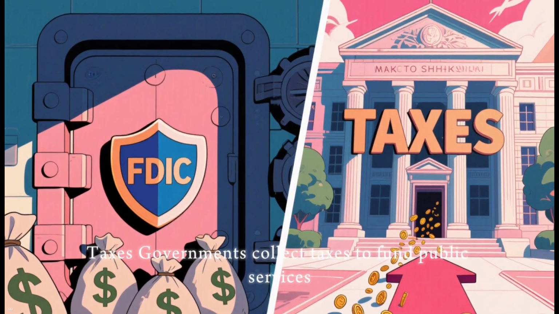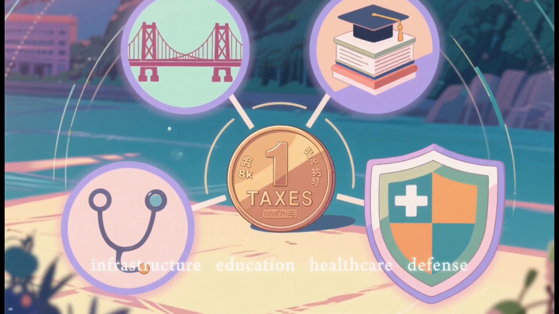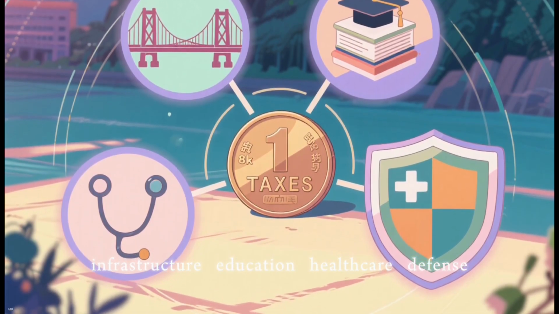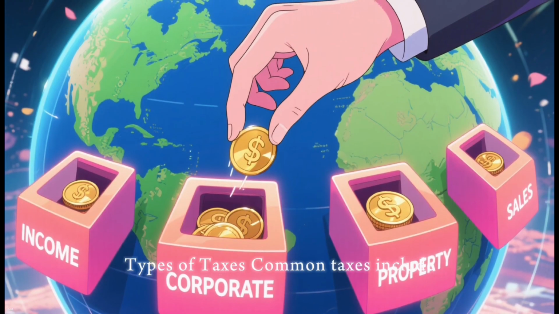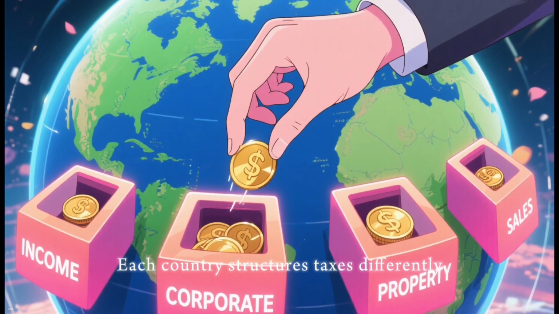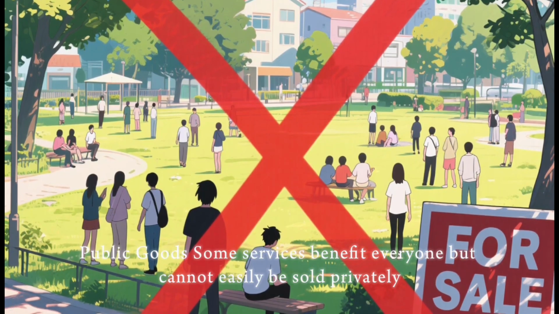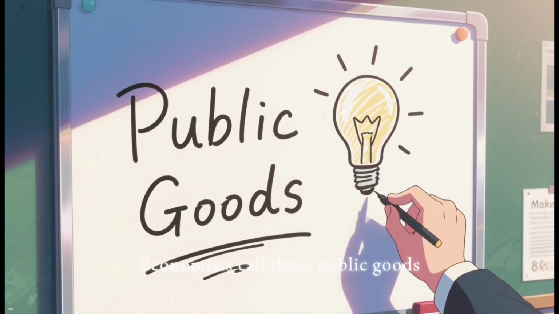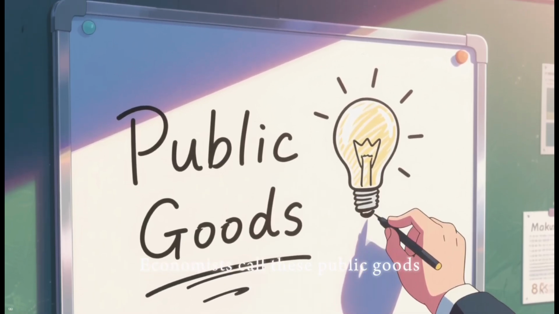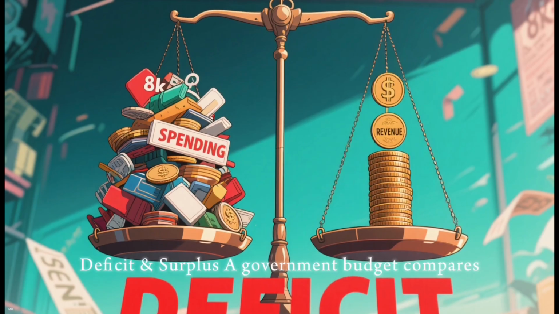Taxes: governments collect taxes to fund public services. Taxes support things like infrastructure, education, healthcare, and defense. Types of taxes: common taxes include income tax, sales tax, corporate tax, and property tax. Each country structures taxes differently. Public goods: some services benefit everyone but cannot easily be sold privately. Economists call these public goods. Examples include roads, public safety, and national defense.